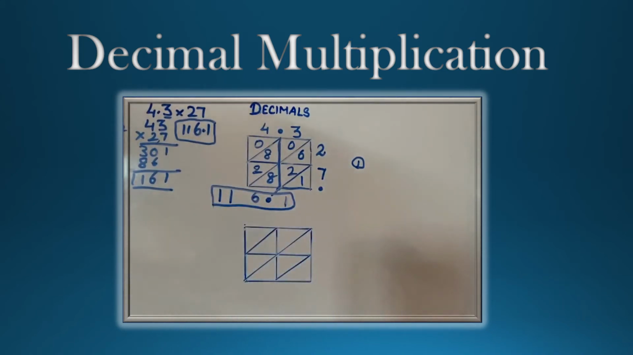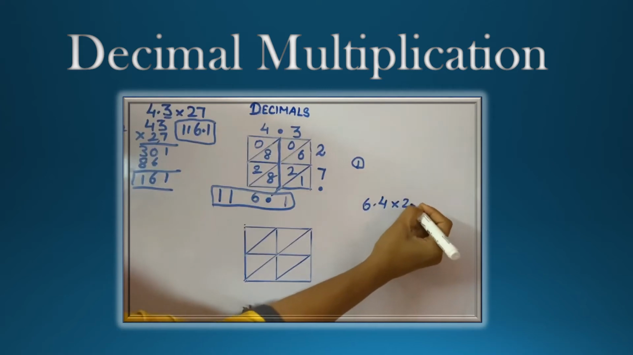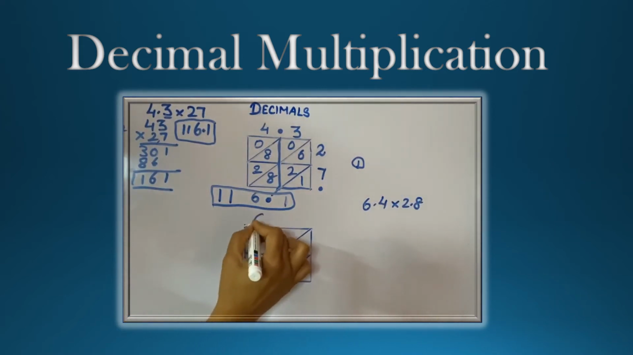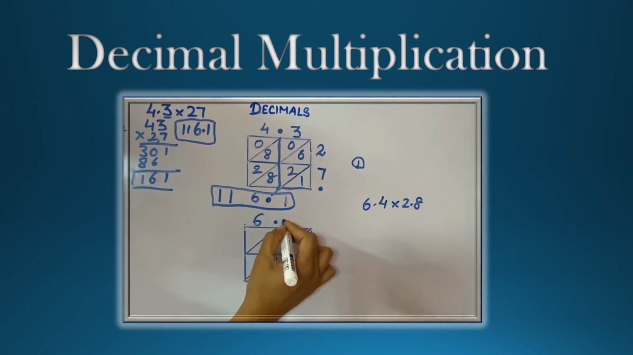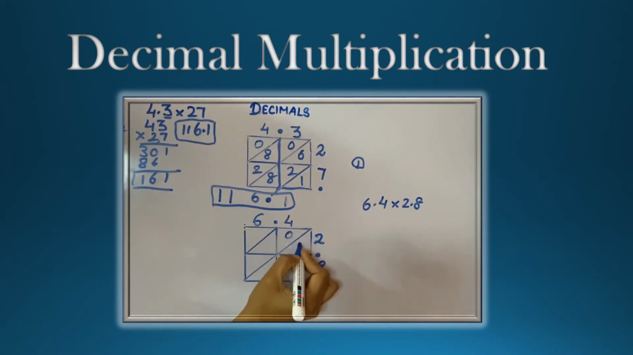Let's solve another example: the product of 6.4 and 2.8. To do the multiplication, take 6.4 as 6 here, point straight to this, write it, then 4. Then 2.8: 2 here, point straight to the horizontal line, then 8. Multiply: 4 2s are 8, so 0, 8. 6 2s are 12, 1 here, 2 here. 4 8s are 32, 6 8s are 48.